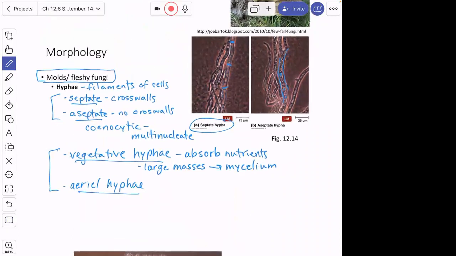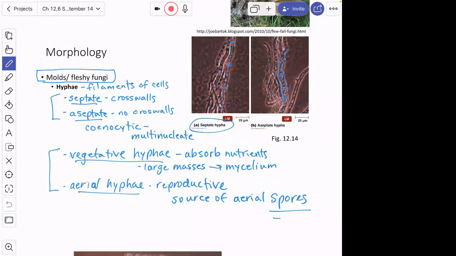What are aerial hyphae? Like I mentioned before, these are hyphae that are reproductive. Okay, so this is going to be the source of aerial spores. Oops, I think this is an A, sorry.